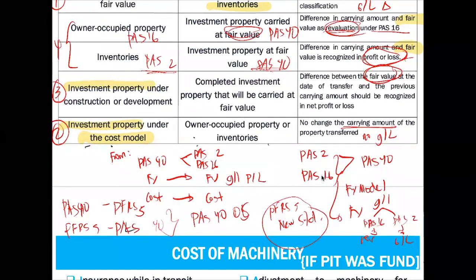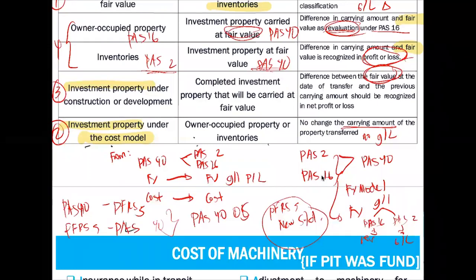So ang meron lang tayo, transfers from PAS 2, PAS 16, and PAS 40. Walang PFRS 5. O, ang rule na lang natin, lahat fair value model except if nanggaling yan sa cost. Okay? Ang nag-iisa lang naman na iba dito, ito yung PAS 40 na cost model, at cost. Lahat na at fair value. Tingnan lang yung treatment ng PAS 16 as to your gain or loss. It is treated as revaluation, not a gain or loss in profit or loss.